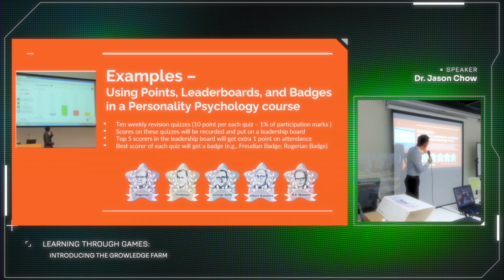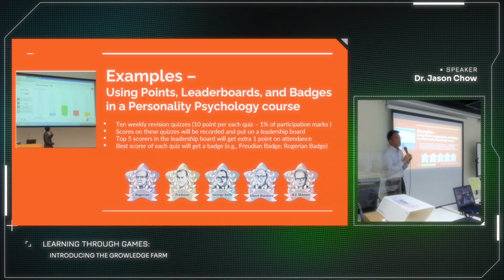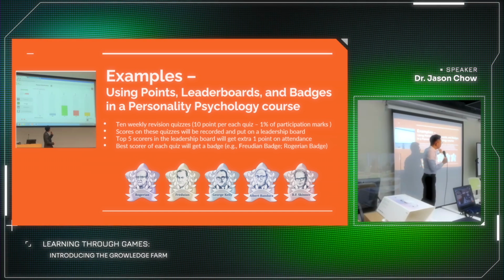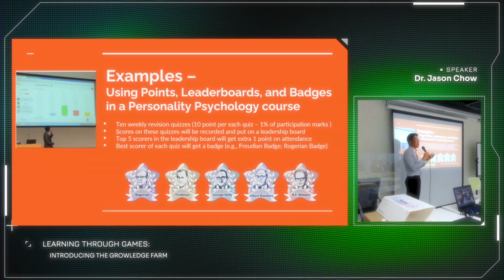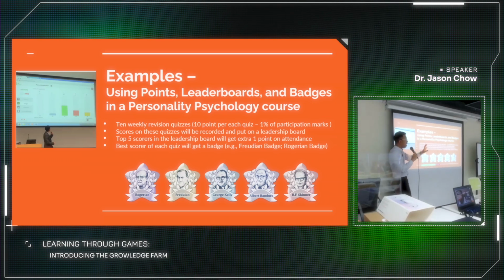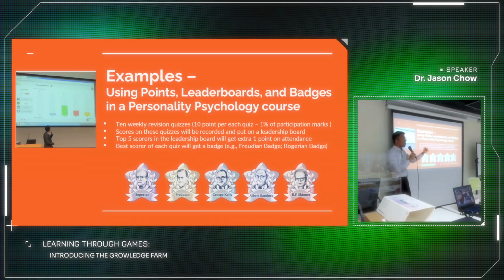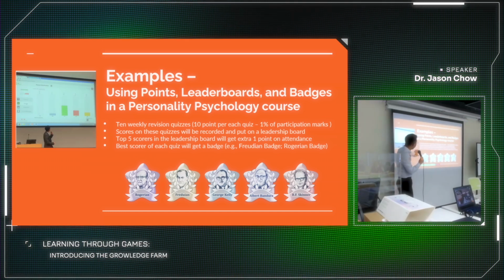And then the top 5 scorers on the leaderboard would get some extra reward. If your scores on all these quizzes are in the top 5 performance, then you will get 1 extra point on attendance. And the best scorer of each quiz will get a digital badge. For example, if the quiz is about Freudian theory, any of you study psychology here? In personality psychology, for each class we introduce 1 theory, right? Freudian theory, Rogerian theory. If you are the best scorer of each quiz, you will get a badge that you can put on your learning management system.